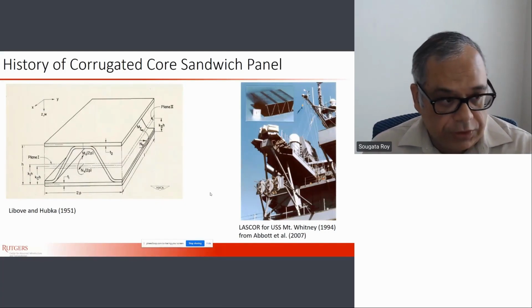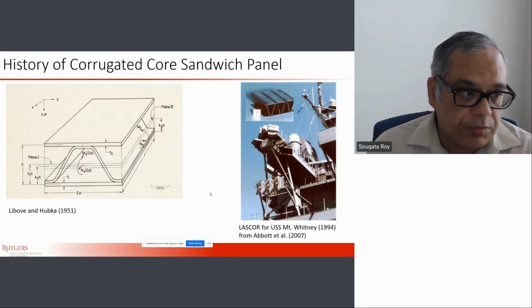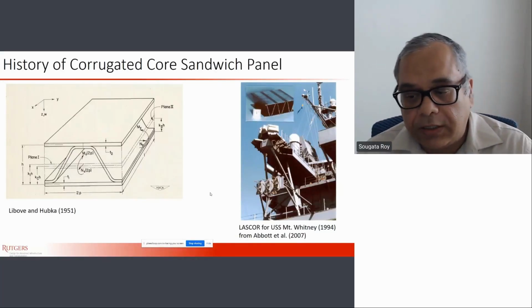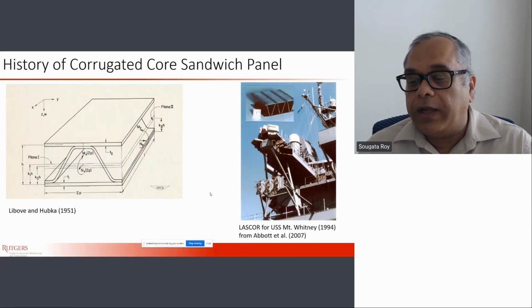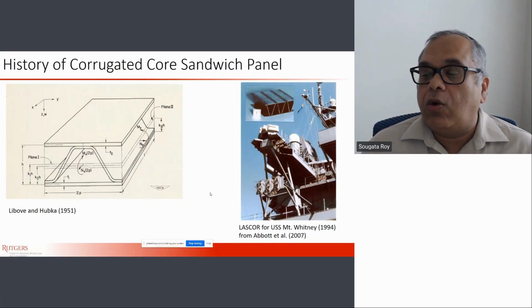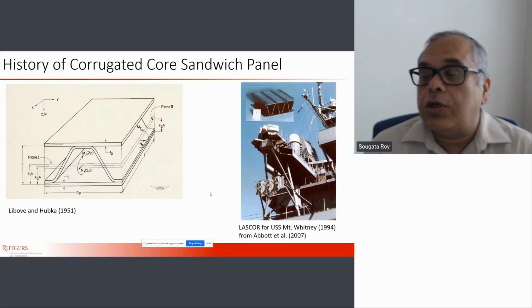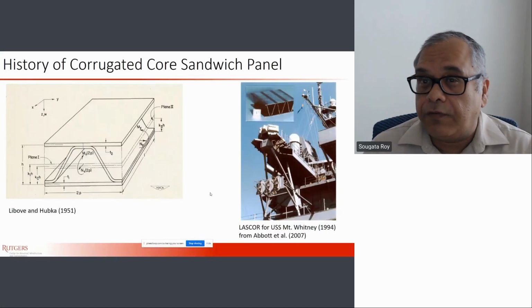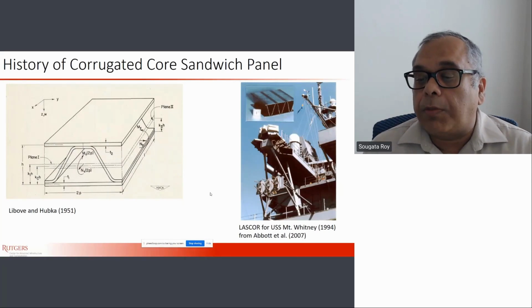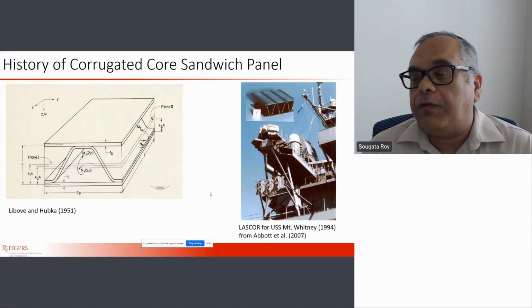The challenge of this deck is that you have to make connections between the core and the outer plates, and one of the plates cannot be fitted from the top. One of the plates cannot be done from inside, so the connection between the core and the plate is a challenge. Leibov and Hupka thought about using rivets and bolts. In those days bolts did not exist, it was rivets or some kind of mechanical fasteners. But this was not very easy to do. It was a challenge.